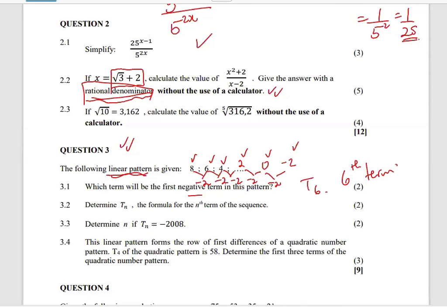Then determine the Tn. With the Tn, we get the constant, which is negative 2 with the n, and then we get 8 minus 2, which is plus 10. That gives us the general term. And then they want us to get n if Tn is negative 2008.